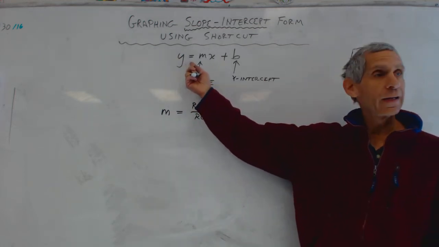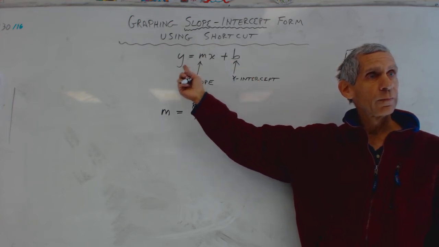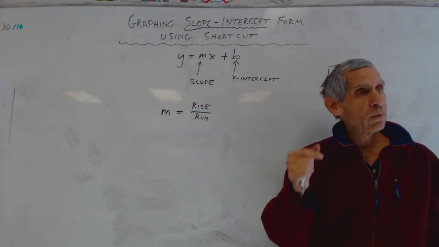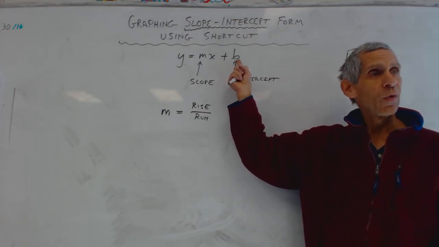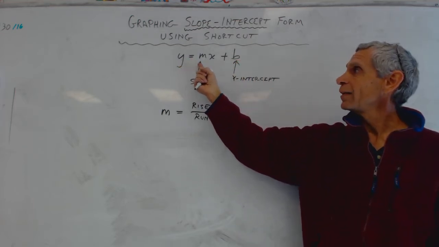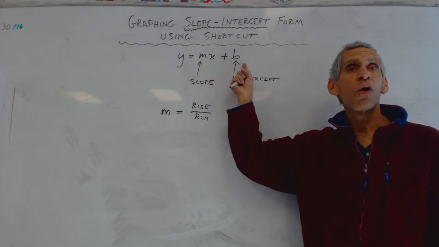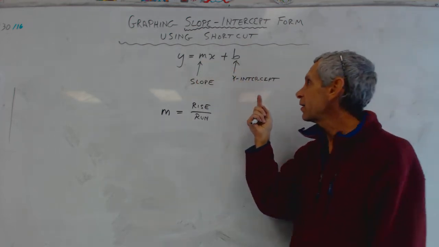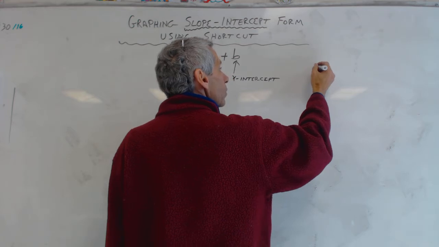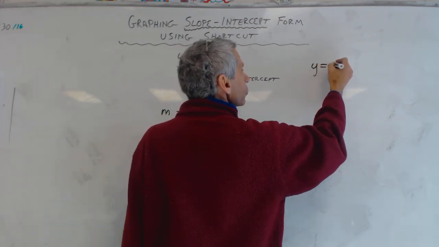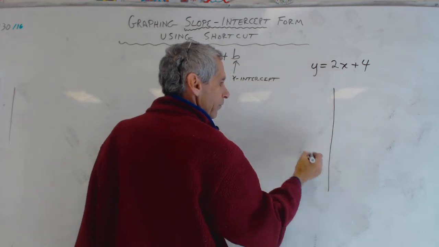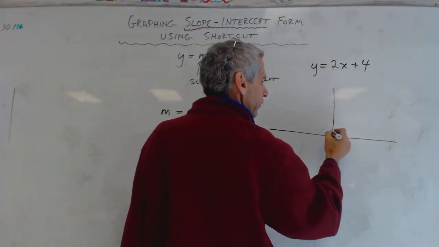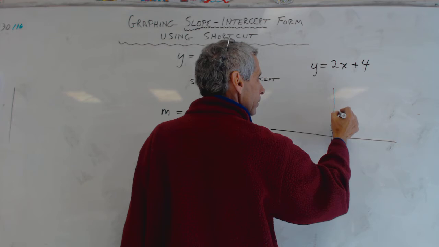So when something is written in slope-intercept form, we automatically, right away, know one point on the graph. That point is on the y-axis. So if I said y is equal to 2x plus 4, let's just do it right now. Y is equal to 2x plus 4. All right, here's my graph. So draw your graph. Get some lines in there.